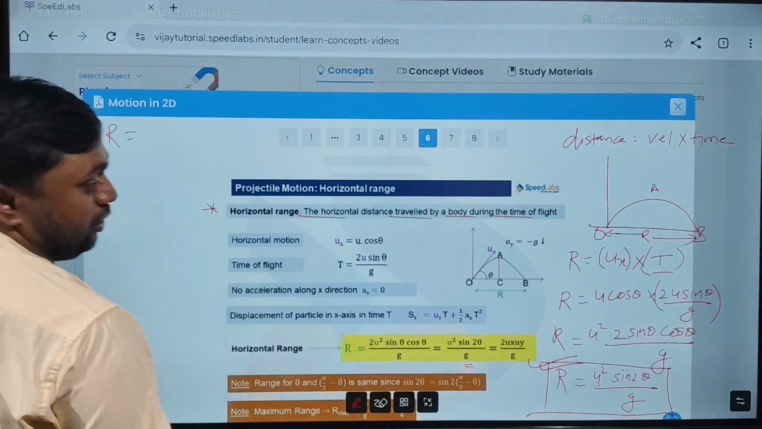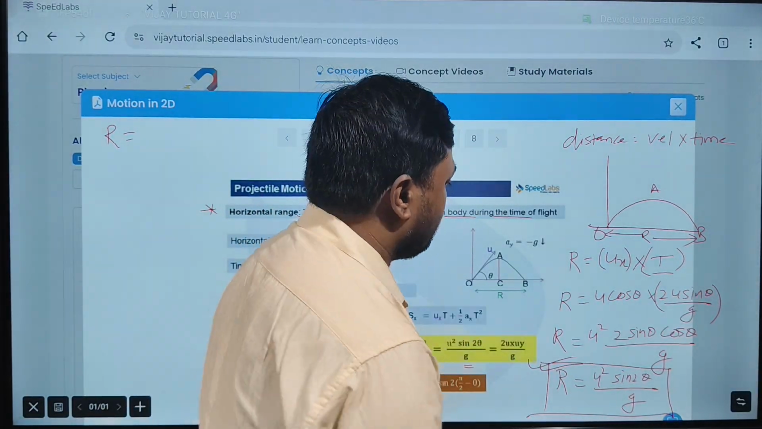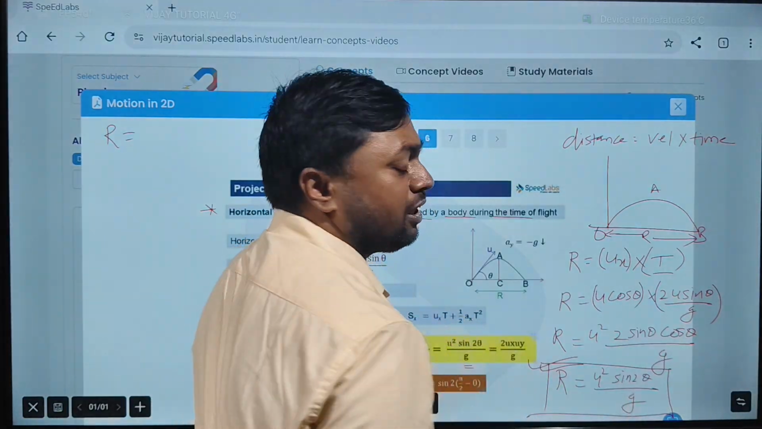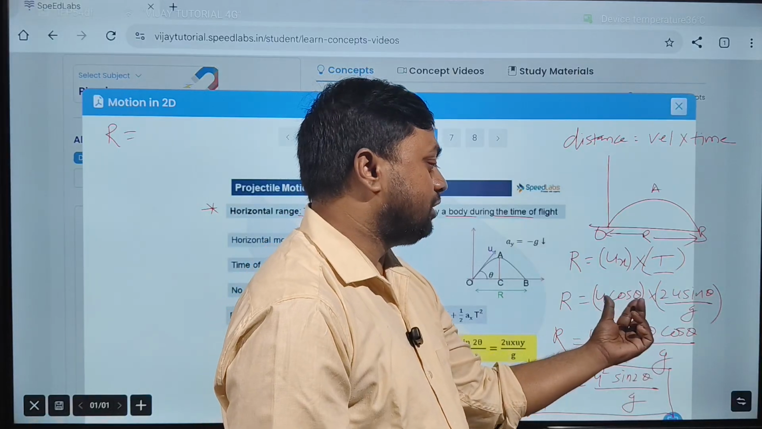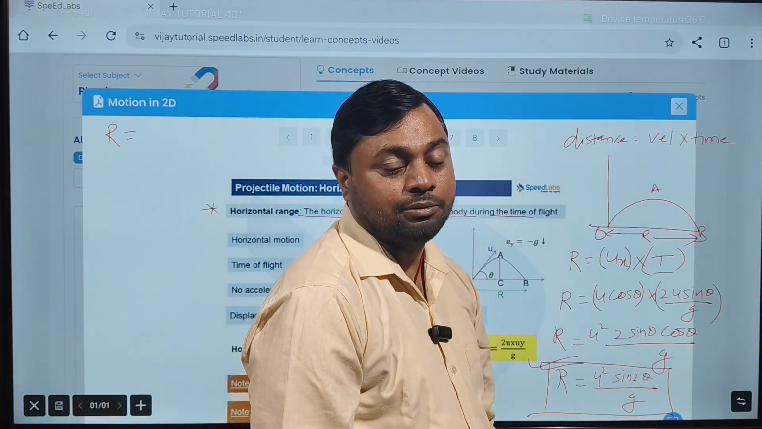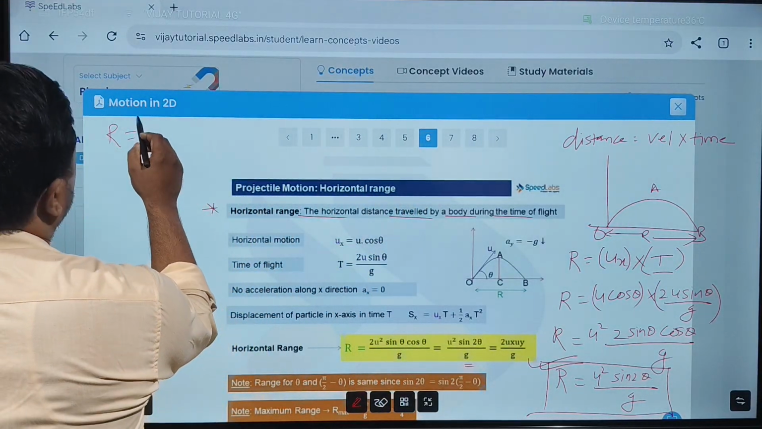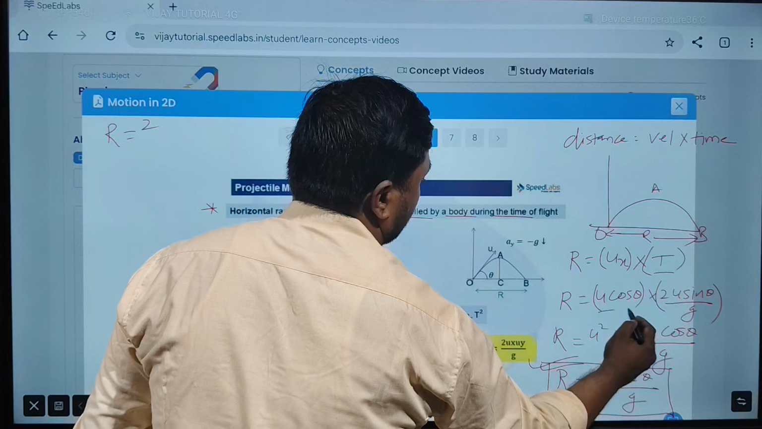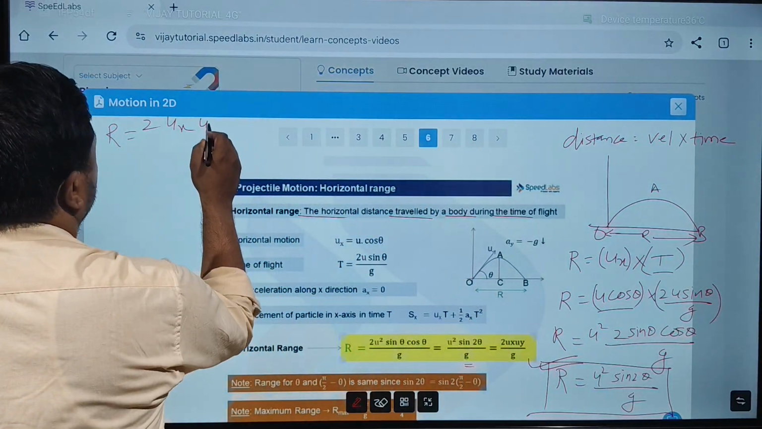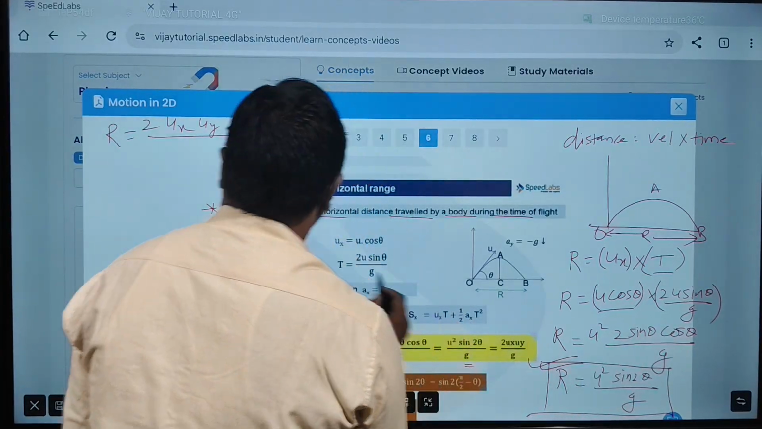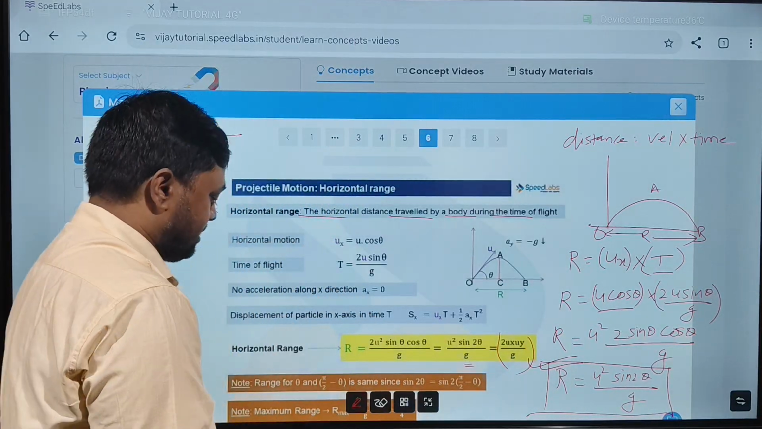Or here only, if you see, u cos theta and u sin theta are there. Here u cos theta is the horizontal component of velocity, and u sin theta is the vertical component of velocity. So another relation we can write: 2 times u cos theta, that is ux, and u sin theta, that is uy, upon g. So that's why another relation is written, 2 times ux into uy by g.